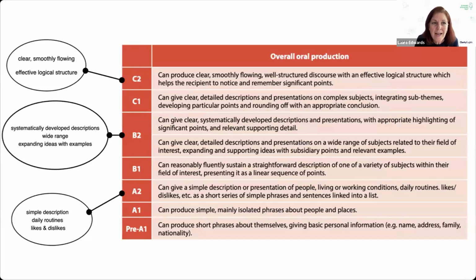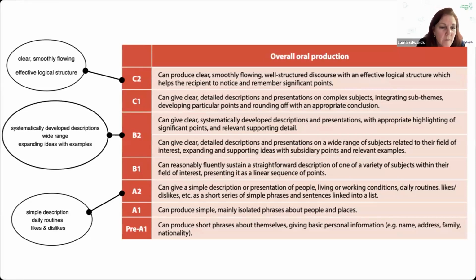So we see here the A level is very much about simple description, daily routines, likes and dislikes, things that are very close to me. I can't talk about abstract, I can't talk about politics or anything like that, but I can talk about my life and what I need in very simple terms. The B level then moves up. As I said, the intermediate is really using language to various extents on a day-to-day basis.